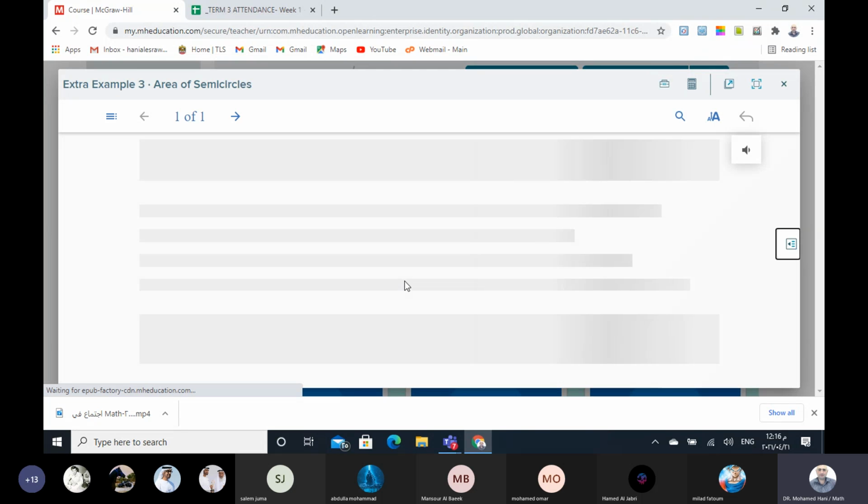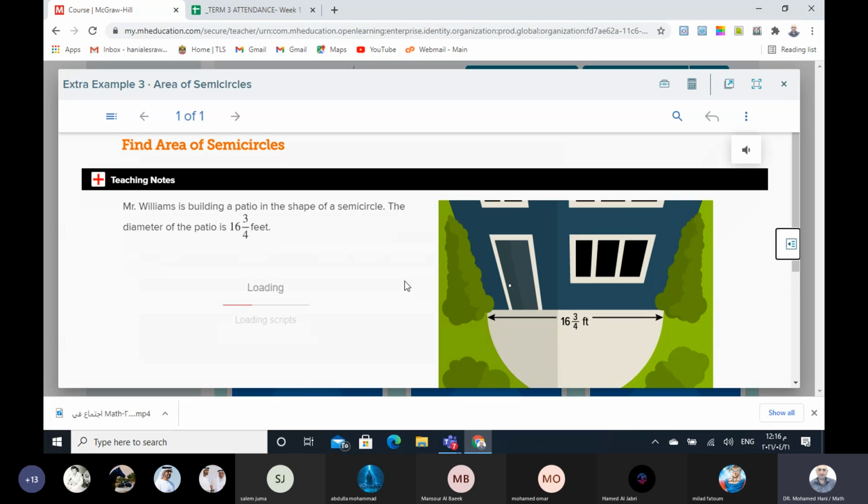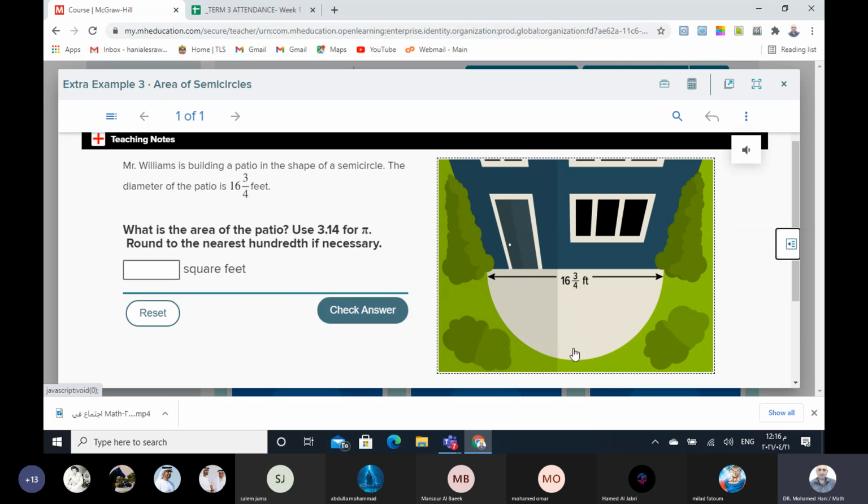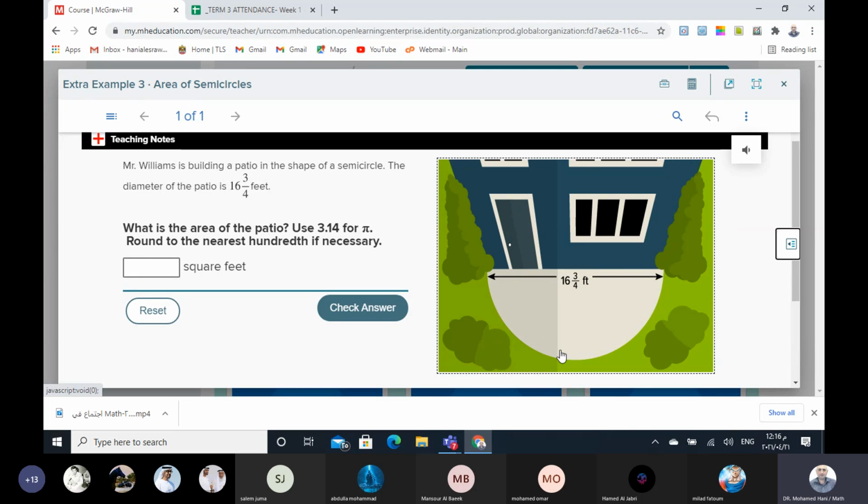Now here we have an example with the same idea. I want all of you to try to solve it. Here, as you see, we have the semicircle, but here we have the diameter, not the radius. I want you to try to find the area of the semicircle here. Start please.